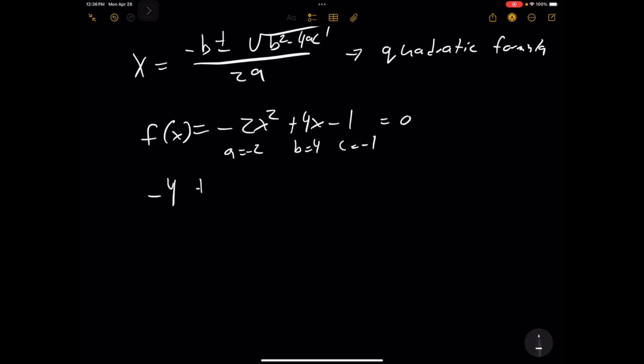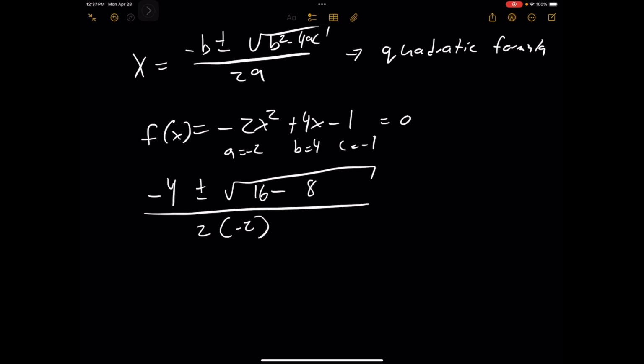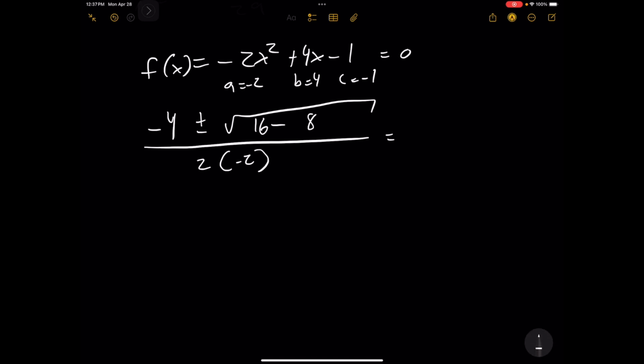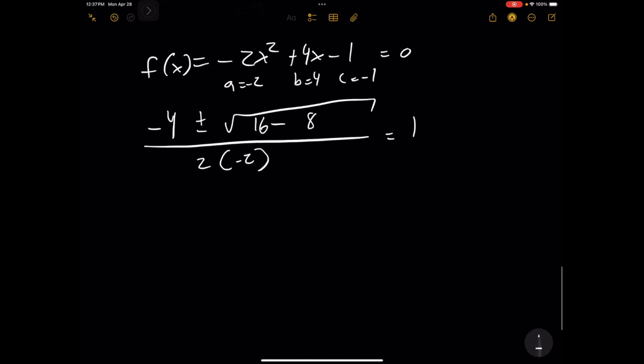So negative b is negative 4 plus or minus the square root of b squared, which is 16, minus 4ac. 4 times negative 2 times negative 1, or 4 times 2, which is 8, all over 2a. 2 times a is negative 2. And what we end up with here is negative 4 over negative 4 is 1, plus or minus the square root of 16 minus 8 is 8 over negative 4.